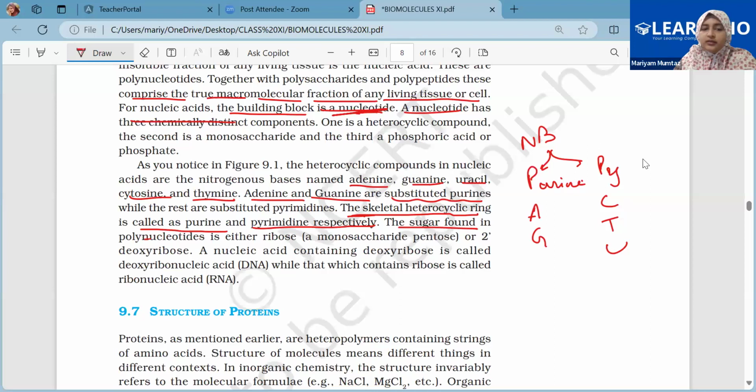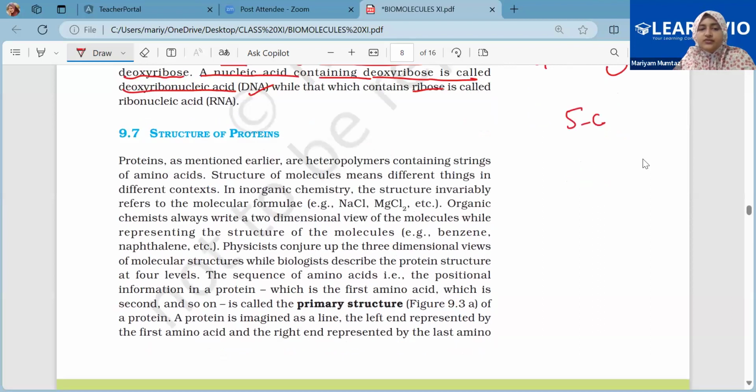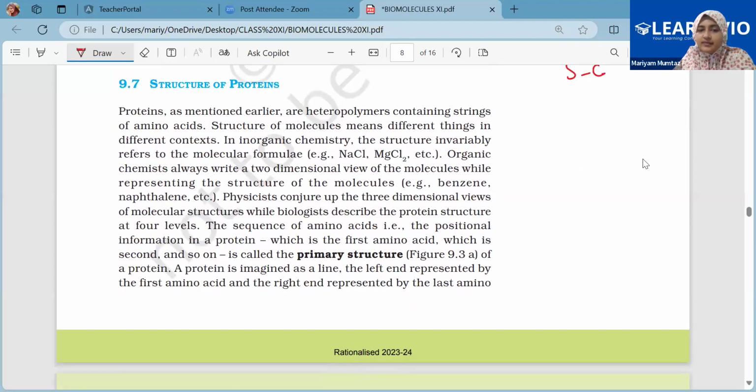The sugar found in the polynucleotide is either ribose sugar, that is a monosaccharide pentose. Pentose means 5-carbon sugar. Or it can be deoxyribose sugar. A nucleic acid containing deoxyribose is known as deoxyribonucleic acid, that is DNA, while that containing ribose is the RNA, ribonucleic acid. Now talking about the structure of protein. Proteins, as mentioned earlier, are heteropolymers that contain strings of amino acids.